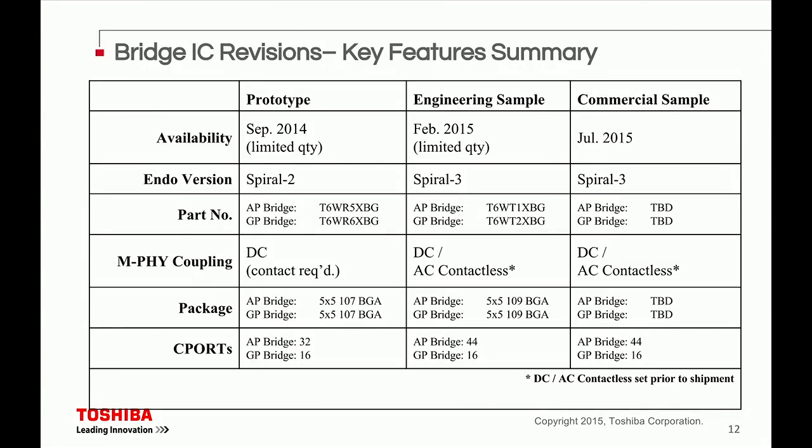In fact, the next diagram here will give you an overview of what the roadmap looks like. We're currently using the Inspiro 2, the DC contact, or the direct contact with the spring pins. Those ASICs are available and currently being used in Inspiro 2. The next series of parts coming out will be the Inspiro 3 with the AC contactless, and it's coming out in February, basically. We're doing validation right now. And the commercial samples we're looking at in July. I don't have the part numbers for that, so it's all TBD for now.